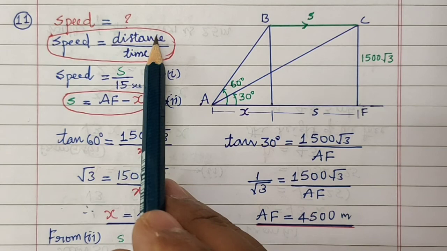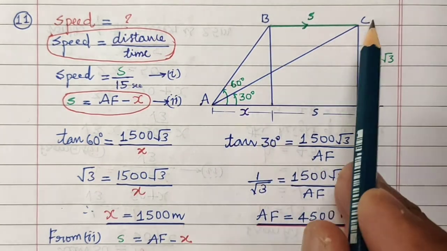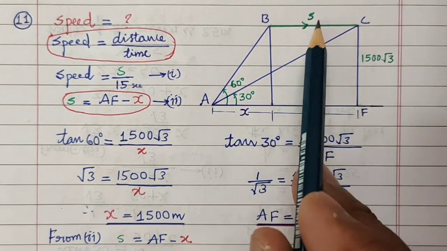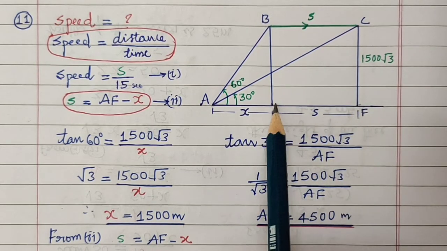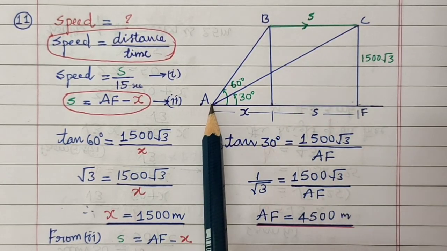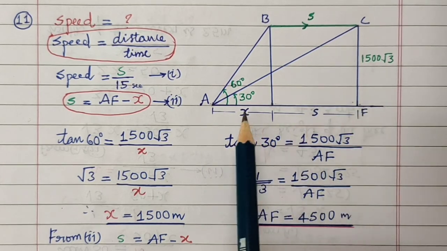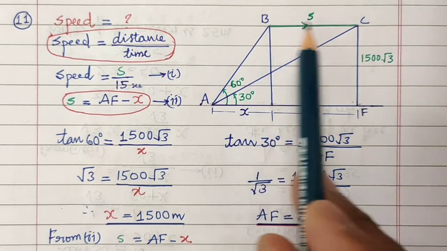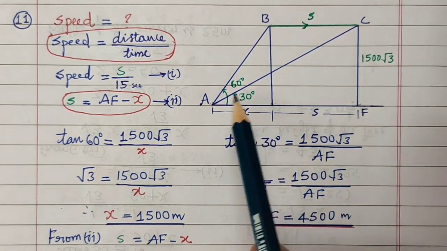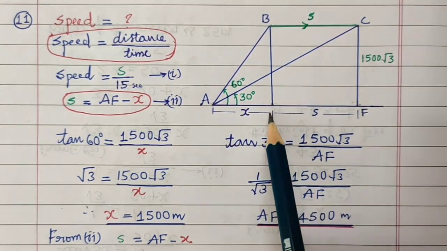Here speed is equal to distance divided by time. This is the distance traveled. Because these two are parallel, we are using this as S. Therefore S is equal to the total distance from here to here, minus this distance, which will give the distance traveled between B and C. So we have two triangles here.